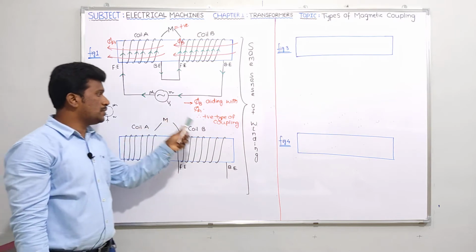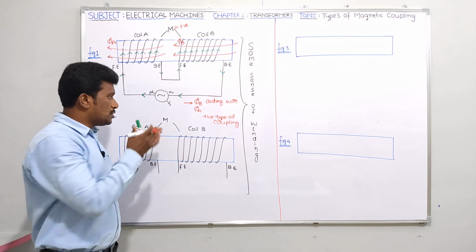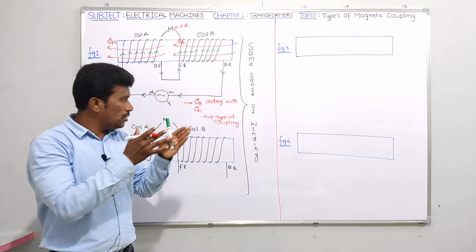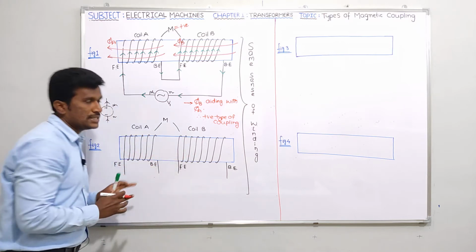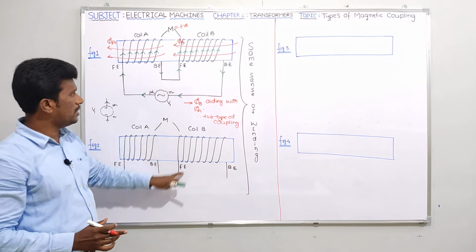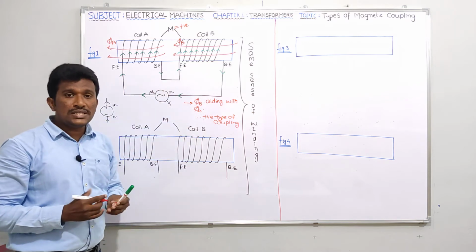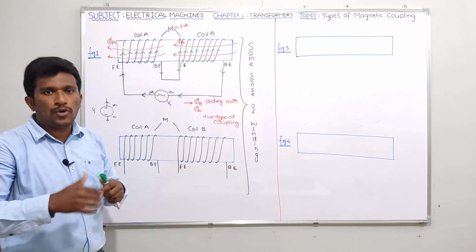Now from positive type of coupling, I am just going to change. Positive coupling is going to change into negative type of coupling for the same sense of winding. I had taken the same sense of winding: front end, back end, front end, back end. Though the sense of winding is the same, the type of coupling can be changed. That only I am going to discuss.